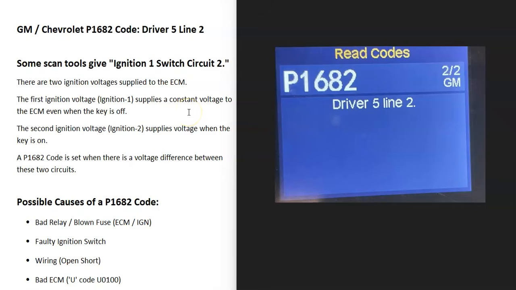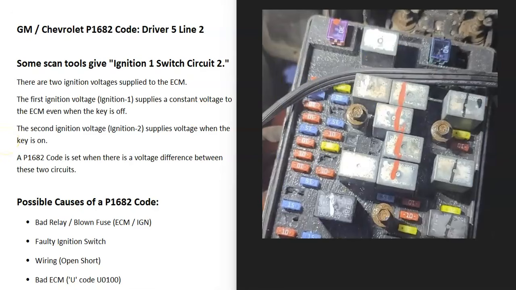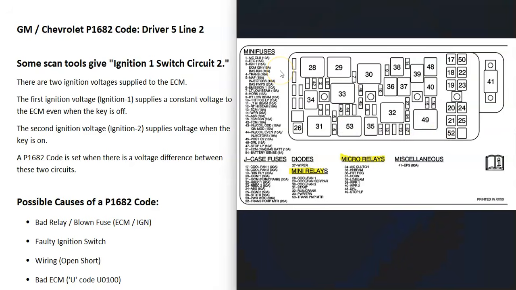And so what are some possible causes of a P1682 code? Well, the first thing is that there could be a bad relay or a blown fuse or something like this. So you can go check all the fuses and relays to see if they're any good. Which fuses and relays to check is going to be different. It's going to depend on the year, the vehicle, things like this. But basically check anything that says like ignition or ECM or anything like this. You want to go through and make sure none of those fuses are blown and all those related relays are good.